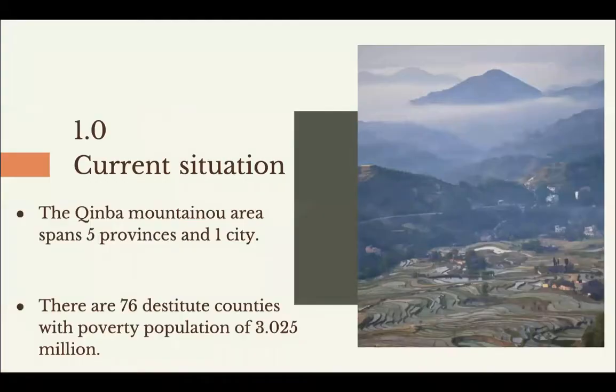Firstly, I want to introduce the current situation. The Qinba Mountain area spans 5 provinces and 1 city: Shaanxi, Gansu, Sichuan, Chongqing, Hubei, and Henan. There are 76 destitute counties with a poverty population of 3.025 million. As a special group of women in the poverty-stricken mountain area, the poverty of rural female-headed households has the characteristics of integrating structures, complexity, uniqueness, and vulnerability.